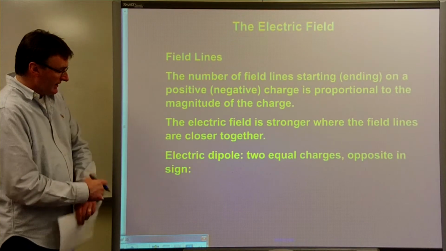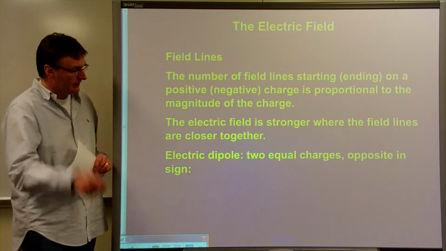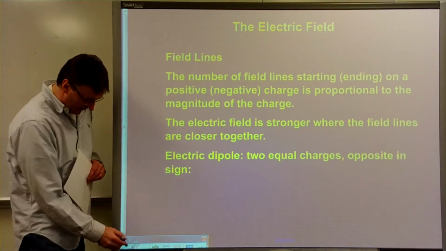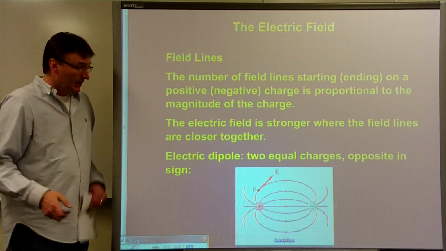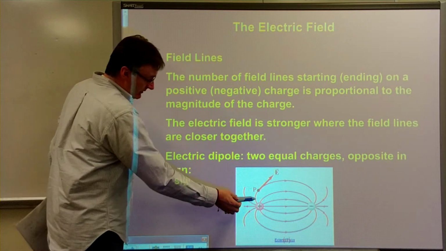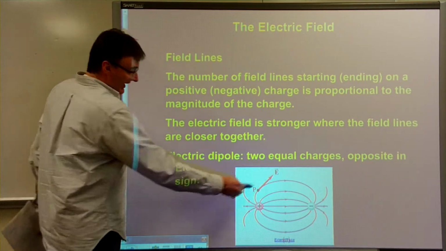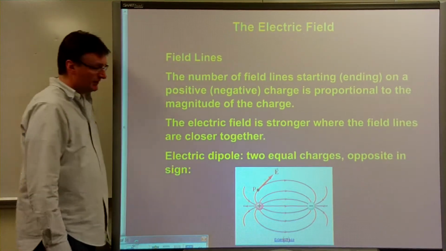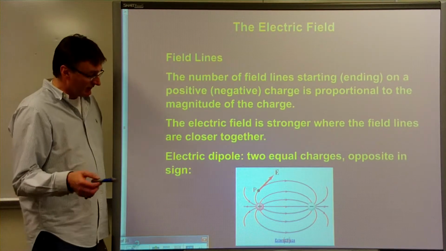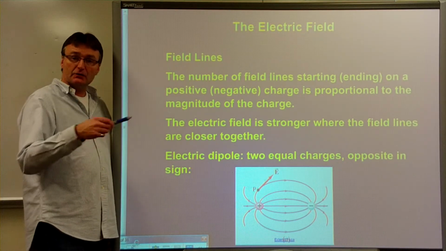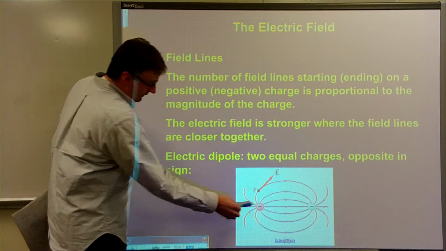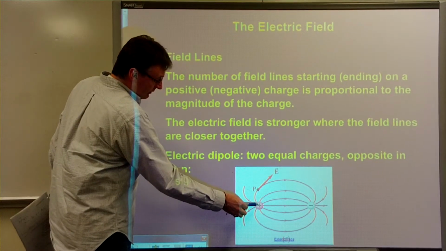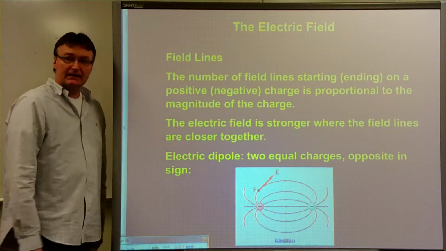Now if you look at the example of a dipole, if you have two equal charges but opposite in sign, then your field lines will look something like this. And once again, you put a positive test charge anywhere within that electric field, and the direction of electric field will be determined by the direction of force on that positive test charge. So it'll be from the positive pole toward the negative pole.